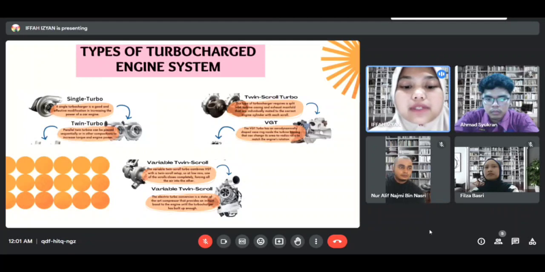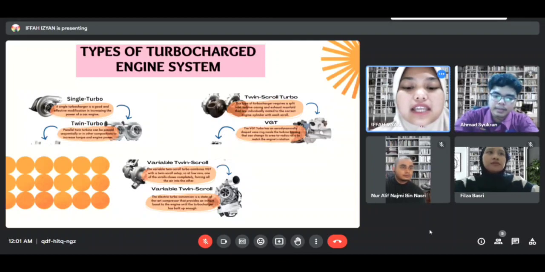Fourth is VGT. VGT is variable geometry turbocharger. It's an expensive and complex power solution that is very common in diesel engines. The VGT has an aerodynamically shaped vane ring inside the turbine housing that can change its area to radius ratio to match the engine's rotation.